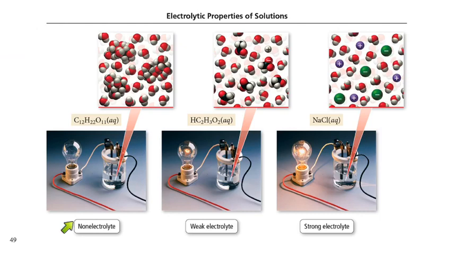Here's an illustration of that. A non-electrolyte, like sugar, you put it in the water, nothing happens with the light bulb. A weak electrolyte, like acetic acid, you put that in the water, the light bulb glows a little bit. A strong electrolyte, like sodium chloride or one of the strong acids, you put that in the water, the light bulb's going to light up very brightly.